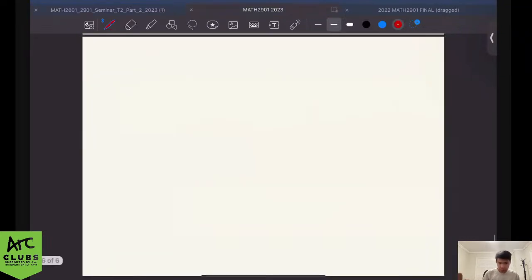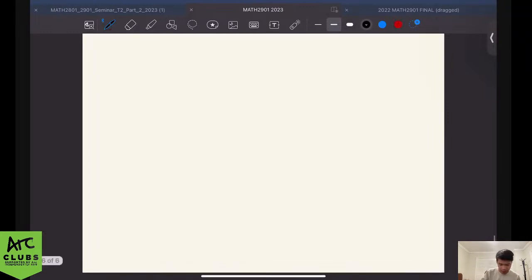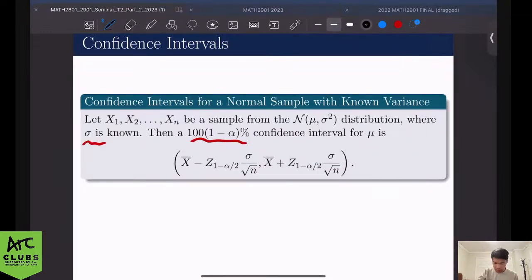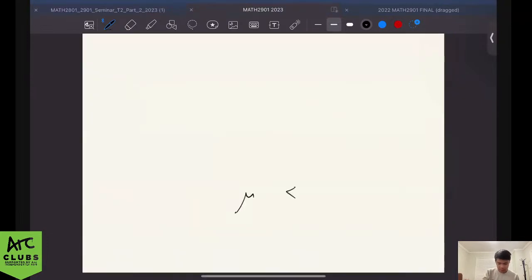It's a good example because a lot of these confidence interval questions require you to come up with the confidence interval from first principles, okay? So our end goal is to say mu lies between two numbers with probability 1 minus alpha percent, okay?